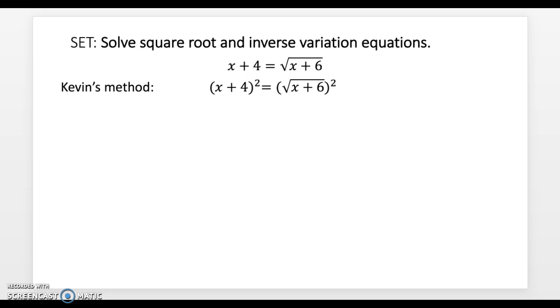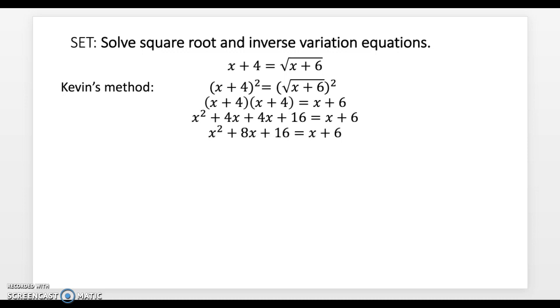But then, as you saw in your class, Kevin had a different method. He wanted to solve the equation for x. So what he did was he took this equation, he wanted to get rid of that square root, so he squared both sides. He then expanded that into x plus 4 times x plus 4, because that's what it means to be squared, and created a quadratic equation out of it. Well, it was already a quadratic, but he expanded it into standard form so that he could set both sides equal to 0 and factor.